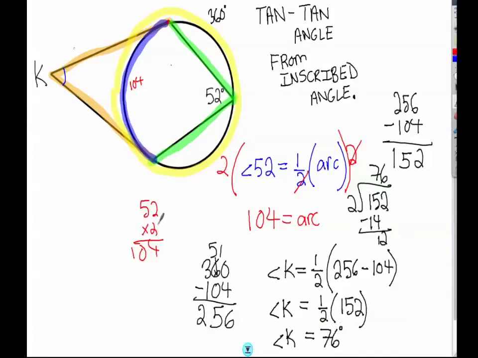And that is how you solve it. First you have to find the arc like we did, which was 104. Then you subtract this arc from the whole circle, and you get just the part in purple here. Then you subtract the small arc from the big arc and multiply it by 1/2 to get your final answer, which was 76. And that's how you solve tangent-tangent angles when you only know the inscribed angle.